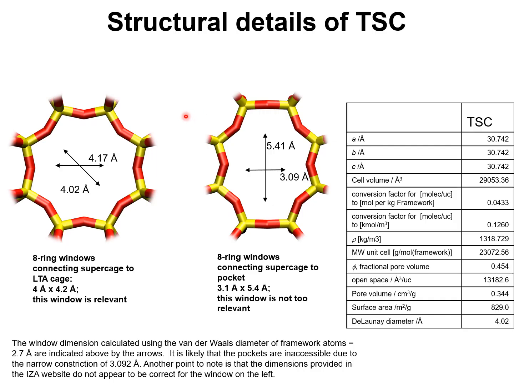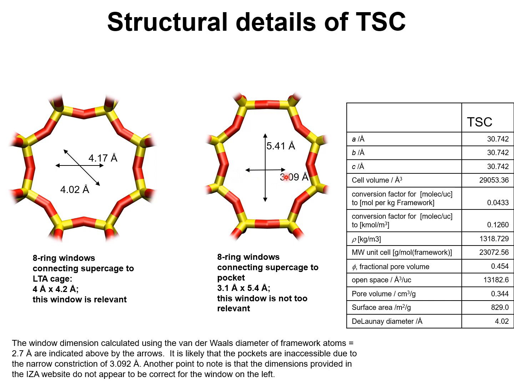This slide shows the precise window dimensions for the 2 types of windows that are present in TSC zeolite. The 8-ring windows connecting the super cages to the LTA cages have sizes ranging from 4 angstrom to 4.2 angstrom. The 8-ring windows connecting super cages to pockets are oblong in shape, and the narrowest dimension is about 3.1 angstrom.